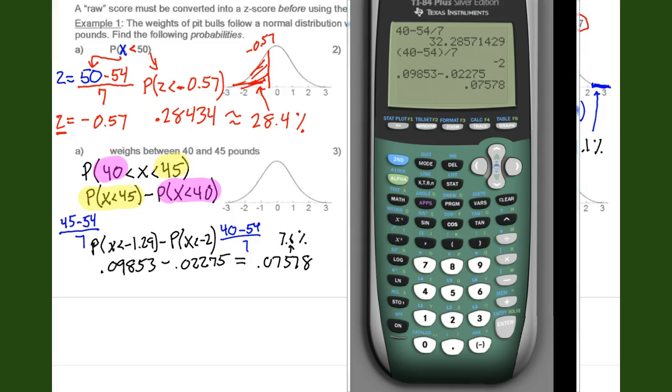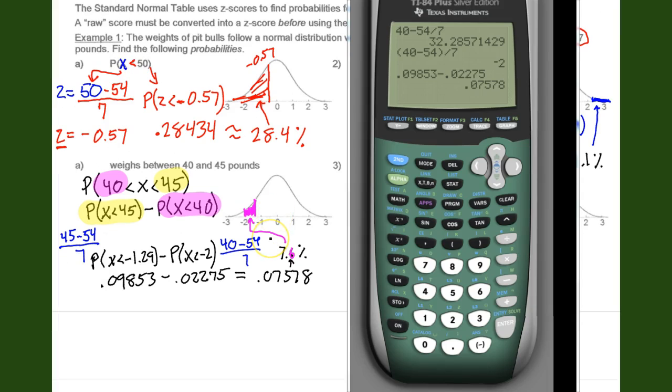We can check that here. So negative 1.29 is about right here, and negative 2 just right here. So yeah, indeed, between those two is a very small piece. There we go. So it does match. That's a 6 right there.